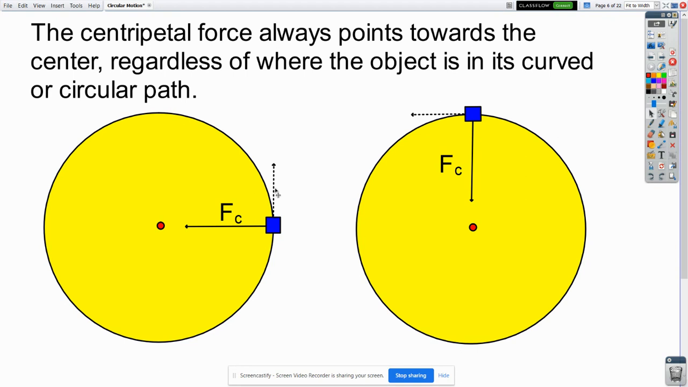This dashed line represents the direction that the object is moving in. So while the object is over here, it is moving upward. When it is at the top of the circle, it is moving directly to the left. Another way that you can think about the centripetal force arrow is that it's always perpendicular to the direction that the object is moving in. So centripetal force always points towards the center of the circle. It's always perpendicular to the direction of the object's motion.